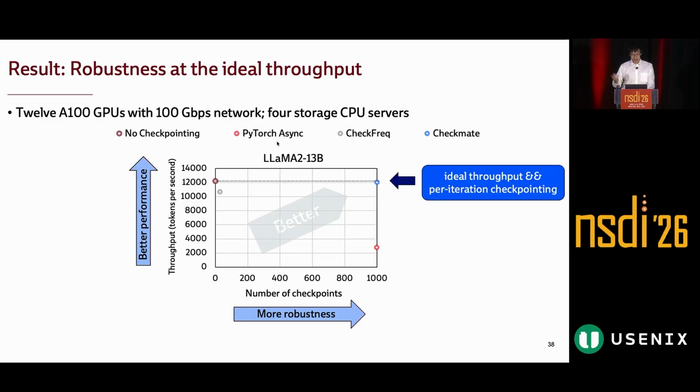Lastly, let's look at Checkmate. The blue dot here is Checkmate, having a training throughput within 0.8% of the baseline throughput, while checkpointing every iteration, achieving high performance and efficient recovery at the same time. Compared to the state-of-the-art approaches, Checkmate generates up to 34 times more checkpoints, or increases the training throughput by up to 4.3 times at identical checkpointing frequency.